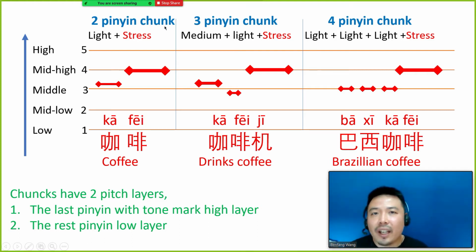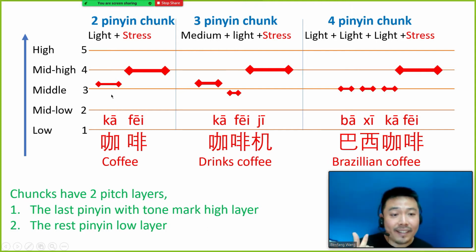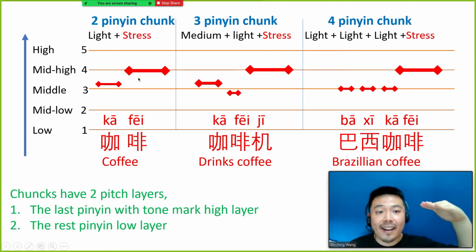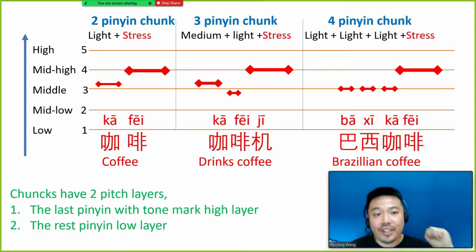For the 2 pinyin chunks, we have to apply the rule light stress. For example, coffee has 2 pinyin and both are tone 1. But in real life, since ka is at the first place, we have to make it the lower pitch and shorter. Fei has to be longer length and higher pitch. In real life, coffee will be 咖啡, 咖啡.